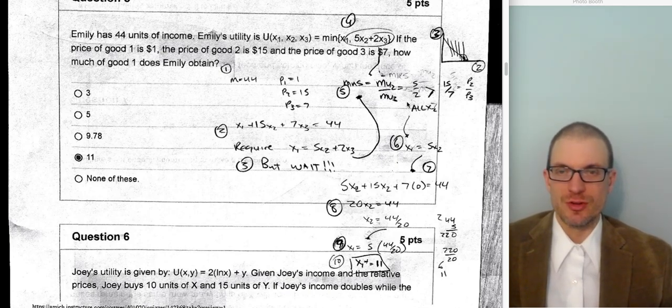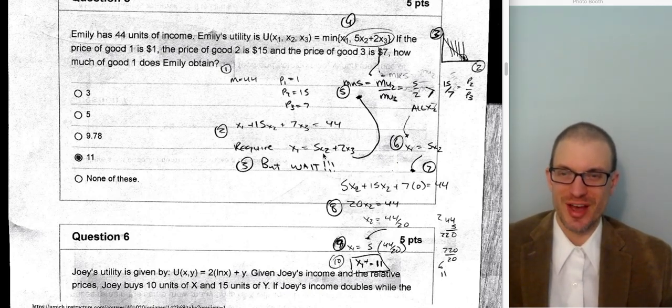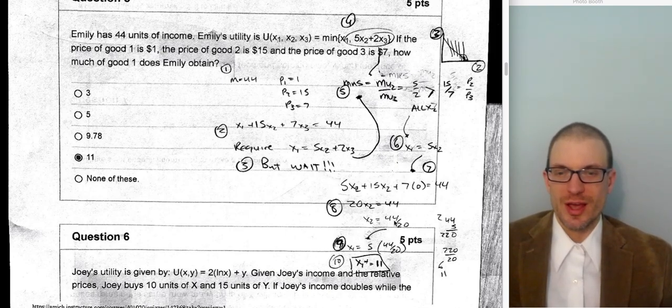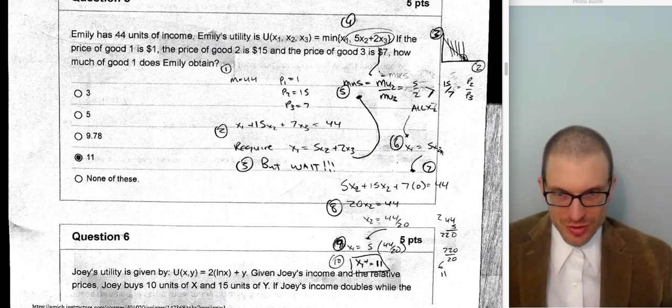And so now what I'm going to do is change this relationship. Rather than having x1 is equal to 5x2 plus 2x3, I'm going to write this as x1 is equal to 5x2 plus 2 times 0. And so this is going to be x1 is equal to 5x2. And then solving by substitution into the budget constraint, we can find Emily's demand for good 2 is going to be 44 over 20. All right, I don't want to deal with that fraction, but it turns out I don't need to, because I can take 44 over 20 and bring this back into my relationship. x1 is equal to 5x2, so I'm going to multiply numerator by 5.